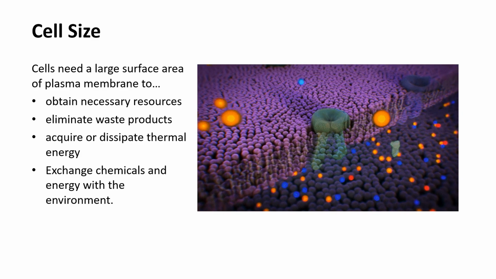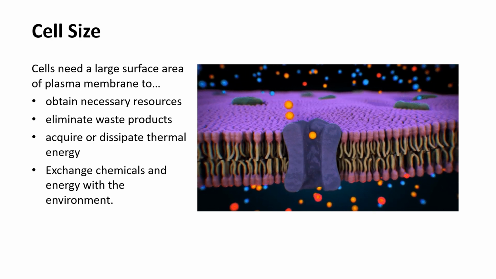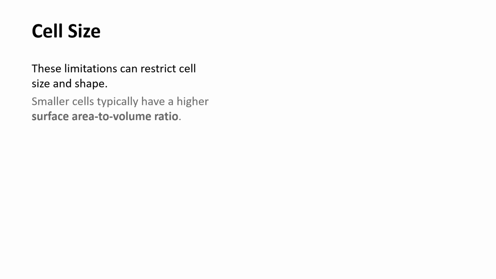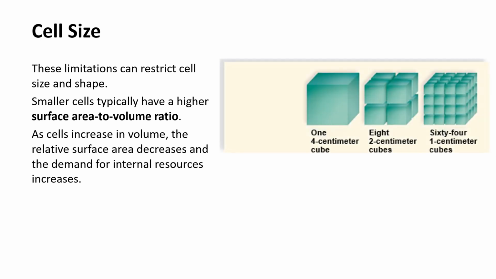So you may be asking yourself, well, if they need a large surface area, then why aren't cells large? Well, here's why. There are limitations that restrict cell size and shape because smaller cells tend to have a higher surface area to volume ratio. As such, when a cell increases its volume, the relative surface area decreases, and therefore the demand for its internal resources increases. Now, I know that that's pretty hard to grasp, so let's go ahead and take a look at a visual example.